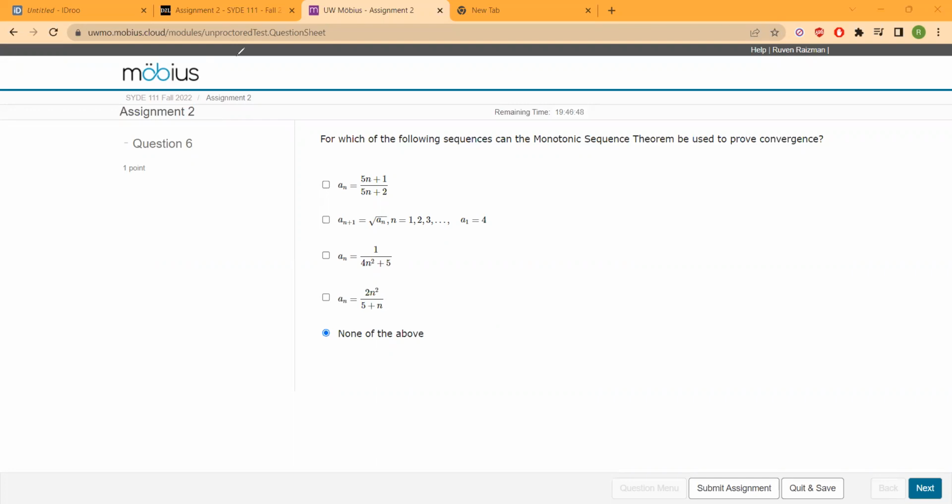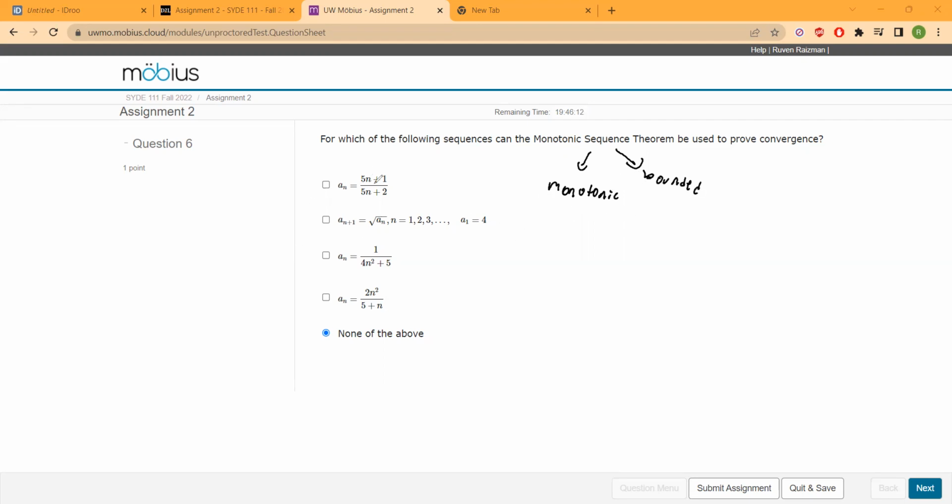But yeah, let's continue. So now, for which of the following sequences can the monotonic sequence theorem be used to prove convergence? If we remember, the monotonic sequence theorem states that if a sequence is both monotonic and bounded, then we can use the monotonic sequence theorem to prove that it is converging, or in other words, it has a limit. So we need to see that it's both monotonic and bounded.